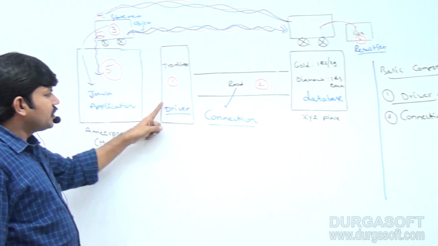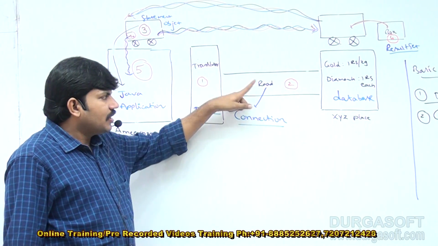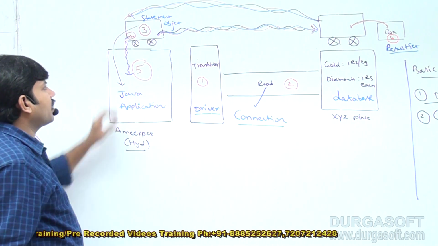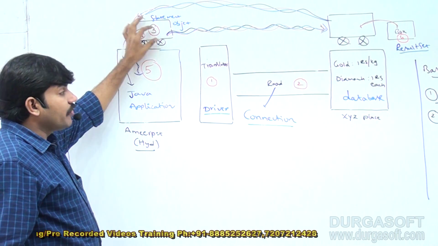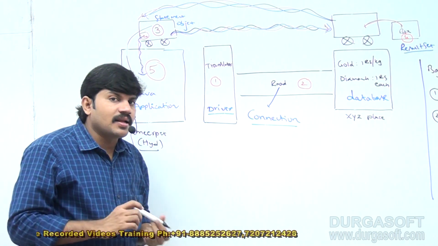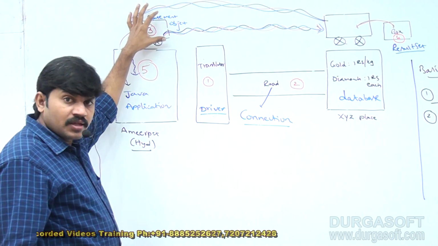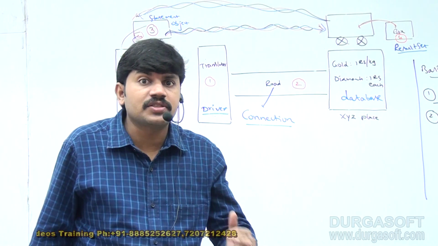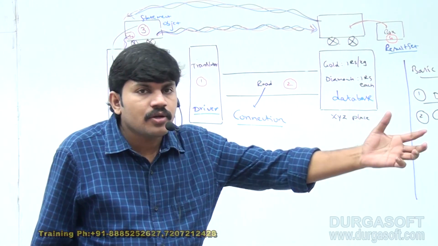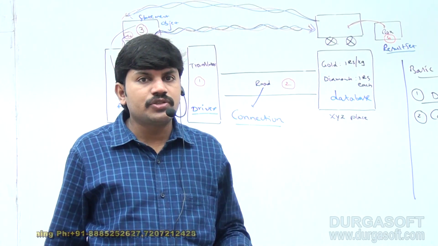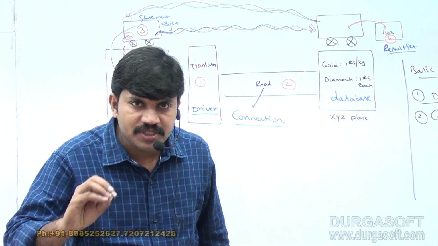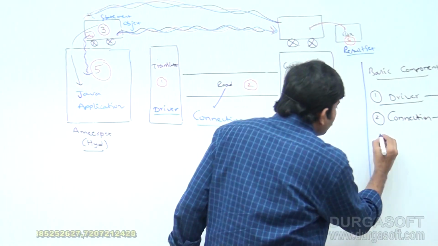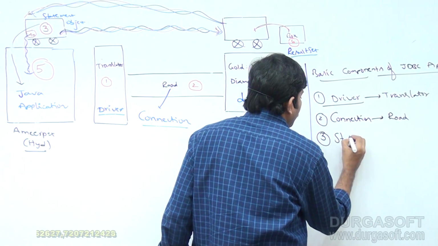After arranging translator or driver and the road or connection, we arranged a vehicle object. Just the third one. What I did? Vehicle. This vehicle is nothing but statement object. Can you tell what is the purpose of statement object? To send our SQL query to the database and to bring results from database to Java application. Some vehicle must be required. That vehicle is nothing but what? Statement object. So the third component is statement object.